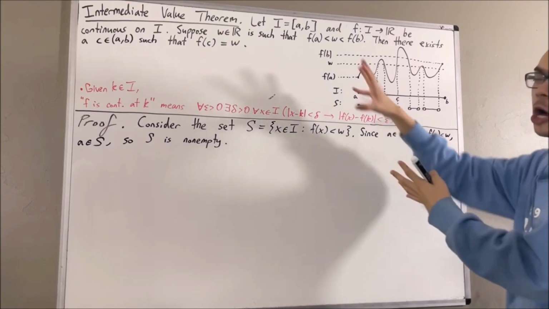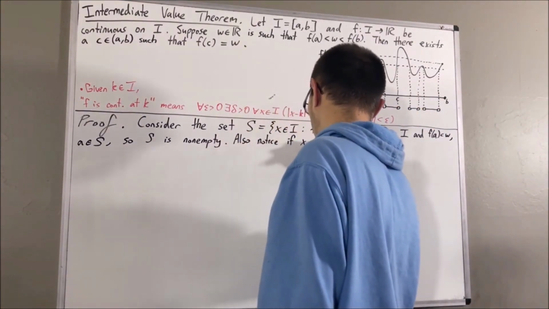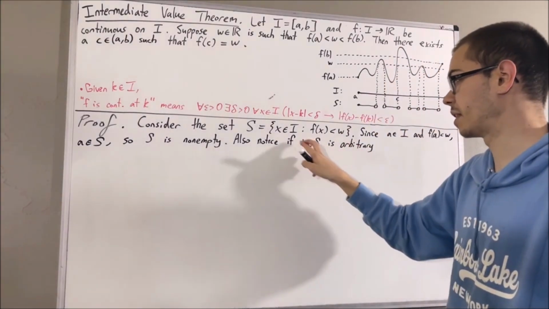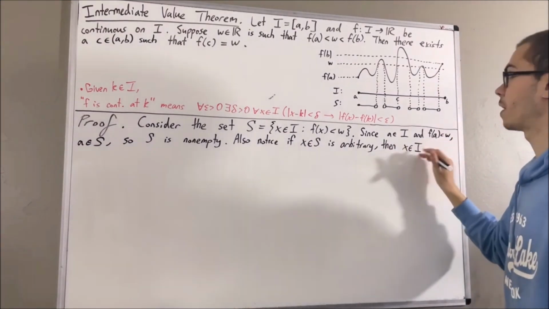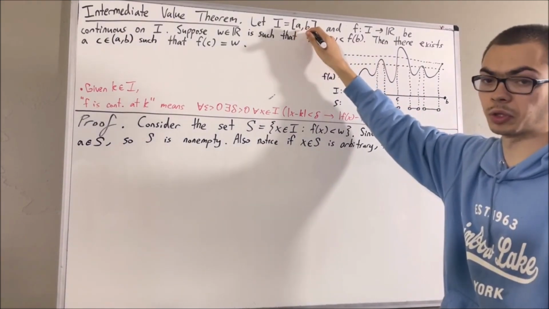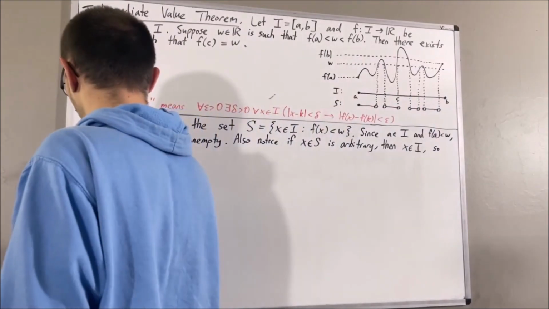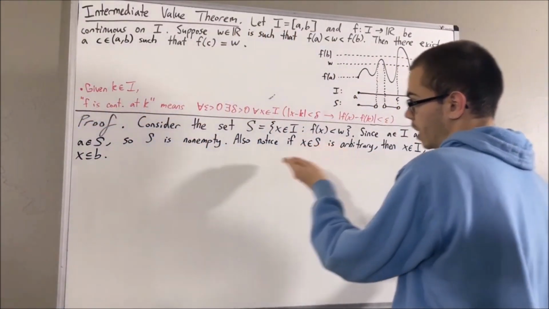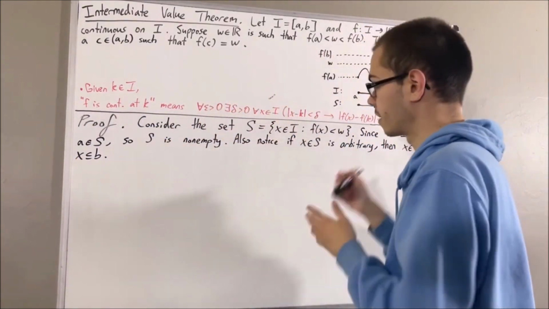If we give ourselves an arbitrary element X in S, well, by definition of S, we know that X must then be an element of I. And to be an element of I means you're greater than or equal to A and less than or equal to B. So in particular, X is less than or equal to B. So what this means is, given any element X in S, we have that X is less than or equal to B. And that shows B is an upper bound of S.